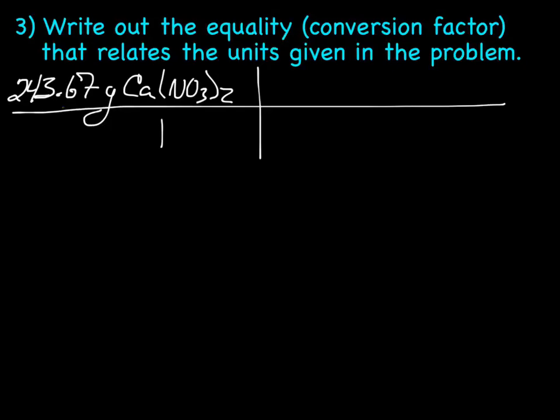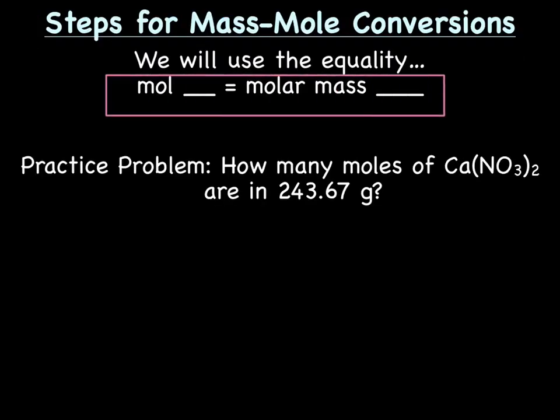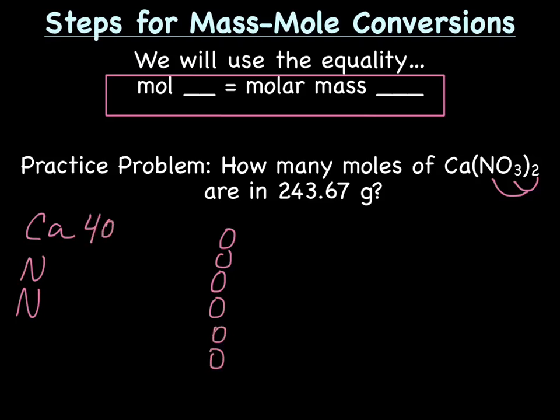And now we need to write out our equality or our conversion factor that relates the units given in the problem. And remember, we are using the equality 1 mole of something, in this case CaNO3, equals the molar mass of CaNO3. So while we're here, why don't we try to calculate the molar mass of CaNO3? So the first thing we need to do is figure out how many of each atom we have, right? So we have 1 calcium. This number here, the 2 on the outside of the parentheses, distributes, which means we have 2 nitrogens and 6 oxygens.